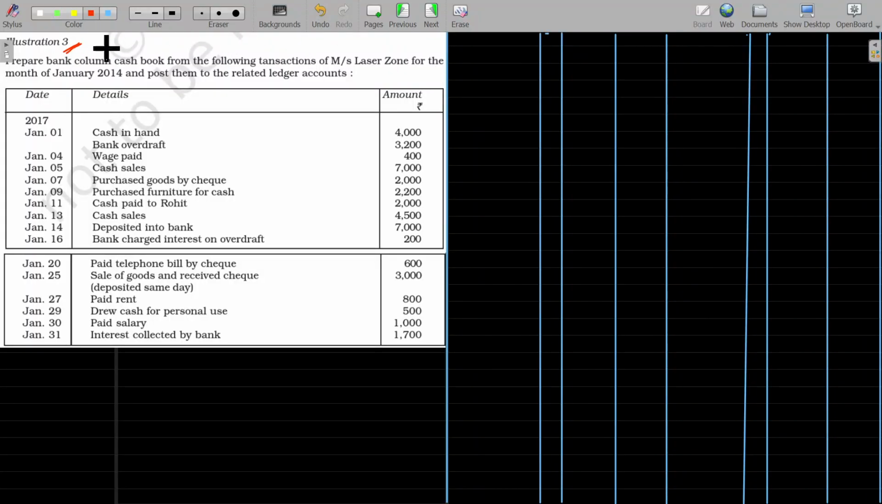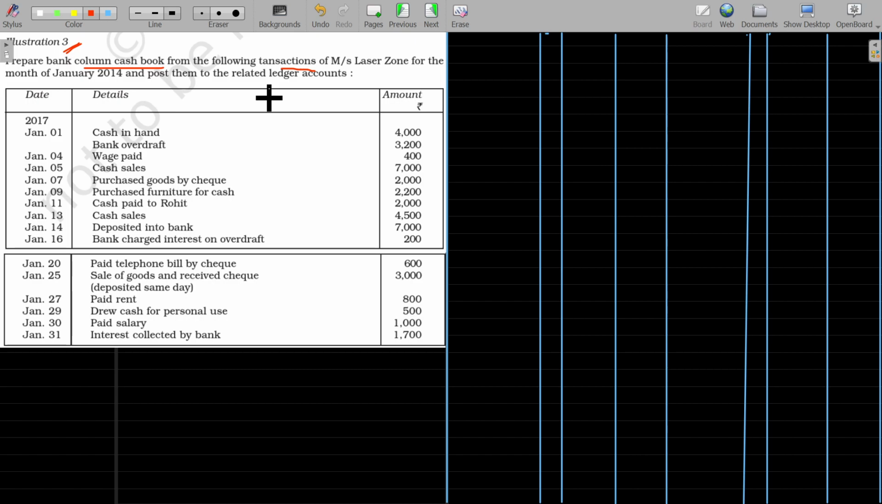Illustration number 3. Prepare bank column cash book from the following transactions of Messrs. Laser Zone for the month of January 2014 and post them to the related ledger accounts. Oh, this is also single column cash book only. Okay, single column or double column.